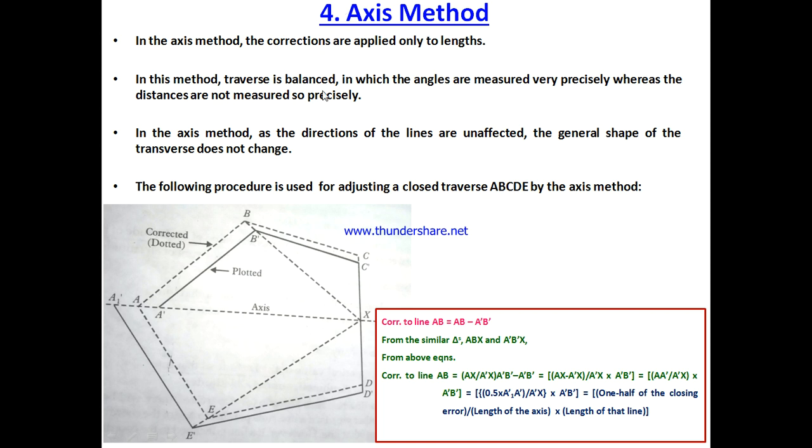Fourth method is our axis method. This method is also a very easy method to calculate or to adjust the traverse. In this method the corrections are applied only to length.